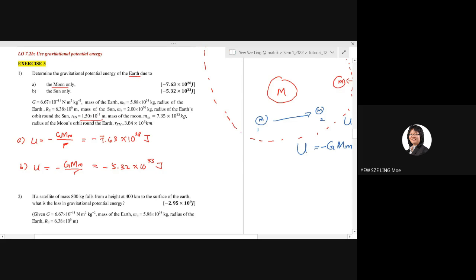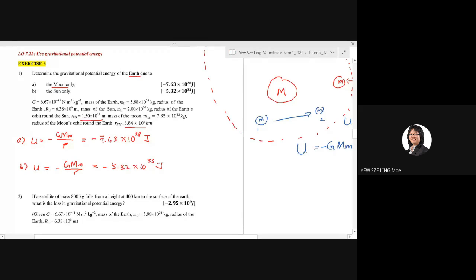So I give you 1 minute to write it out. You can try to calculate it by using the values given. The values given here are not the radius, they are the radius of the orbits around the Earth, so including the radius of the Earth. The other one is the radius of the Earth's orbit around the Sun, so it's including the radius of the Sun already.